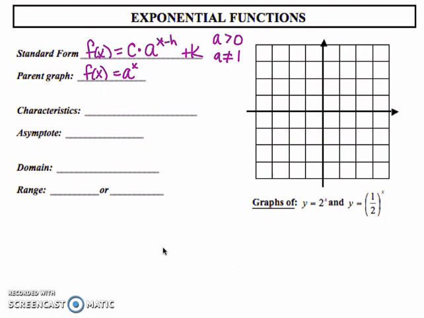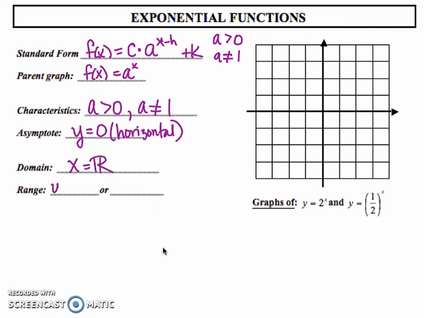The characteristics, again, a must be greater than 0, a cannot equal 1, kind of repeated from above. We have a horizontal asymptote at y equals 0. The domain of every exponential function is all reals. Your range is going to be y is greater than 0, or if we wrote it in interval form, from 0 to infinity. So on the graph here, we're going to graph two different functions, y equals 2 to the x power and y equals 1/2 to the x power, so we can kind of compare and contrast.